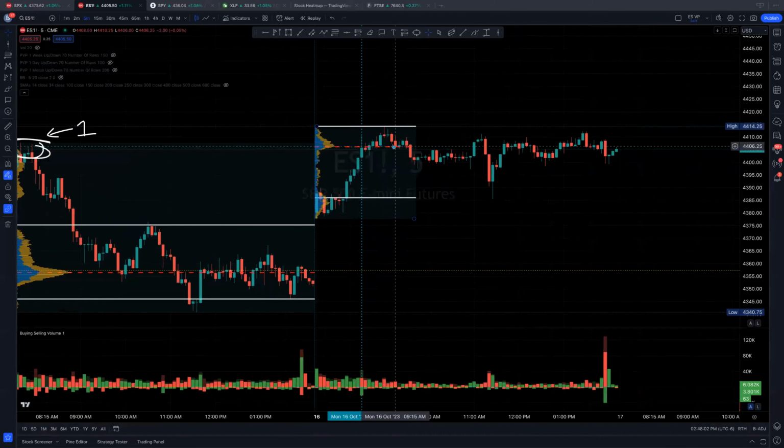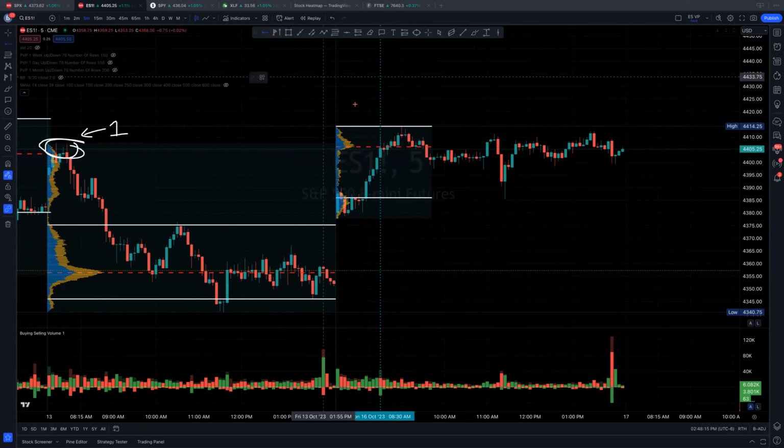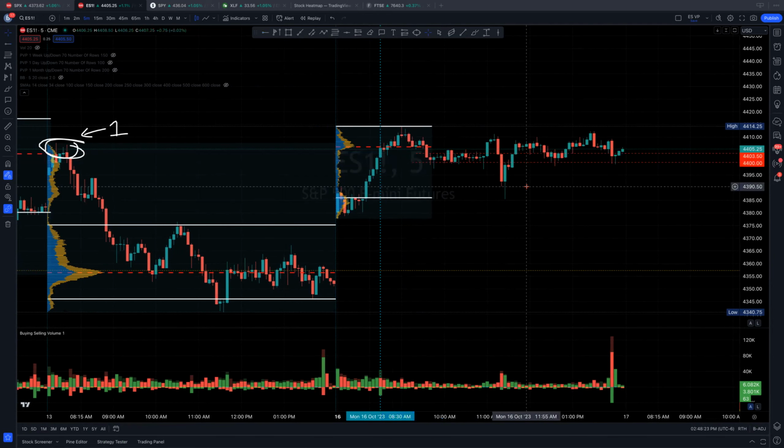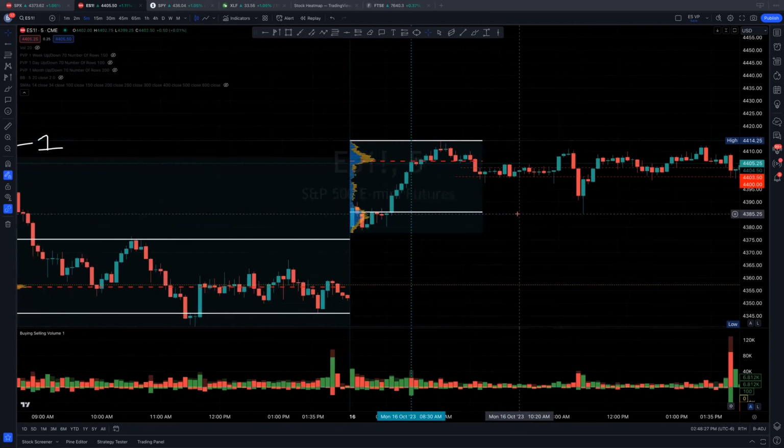Okay, so this is price acceptance and then price action showing us the breakdown. If you guys remember, I entered 4,400 short and had a stop at 43.05 approximately. So there, that was my entry and this was my stop loss.